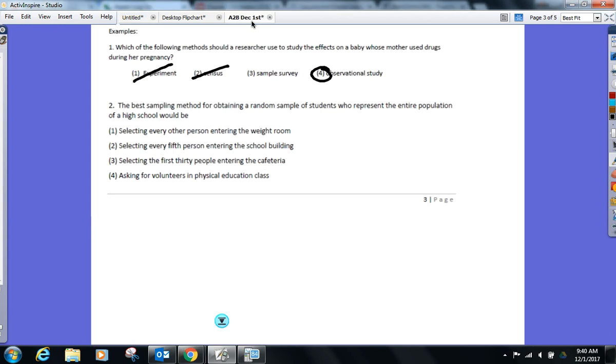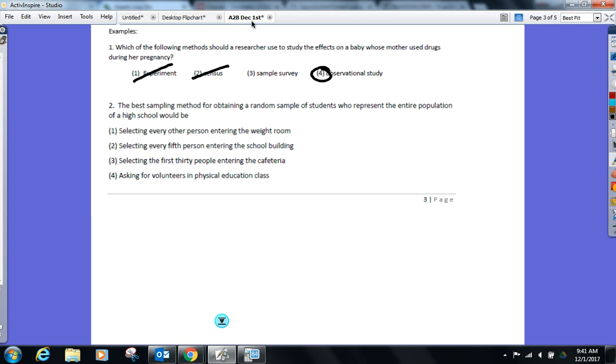Should I select every person that goes into the weight room, school building, cafeteria, or volunteers in PE class, or asking for volunteers? What is the most fair way that will cause the least bias possible? You want the best representative sample here. So what would be the best way? Why two? Does everybody go in these two here? Not everyone goes in there, right?